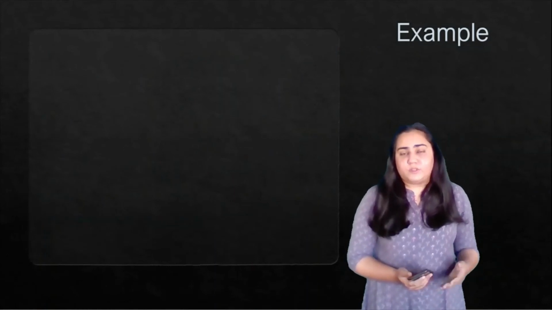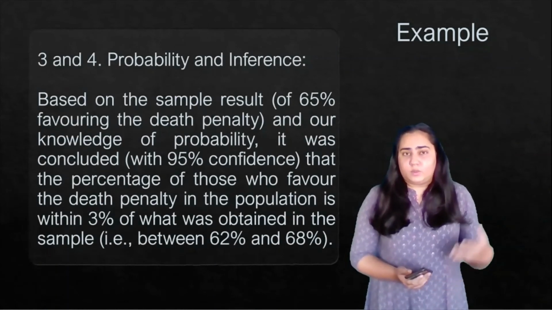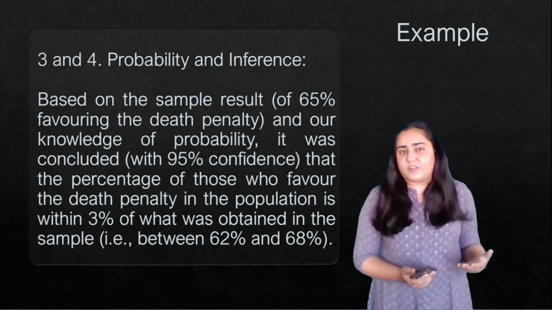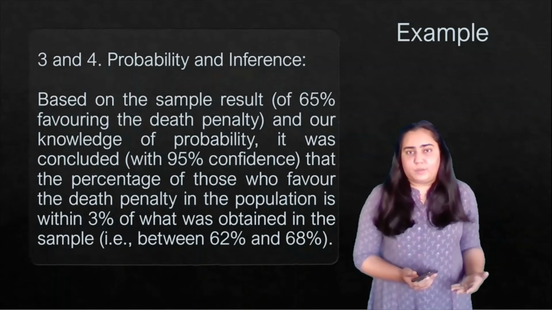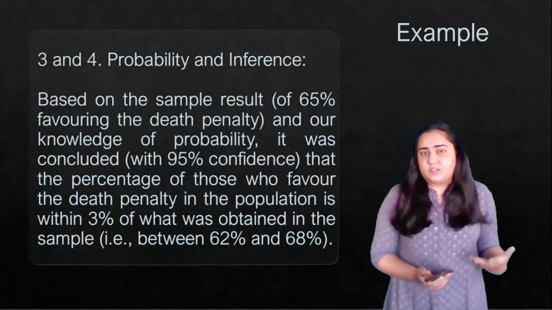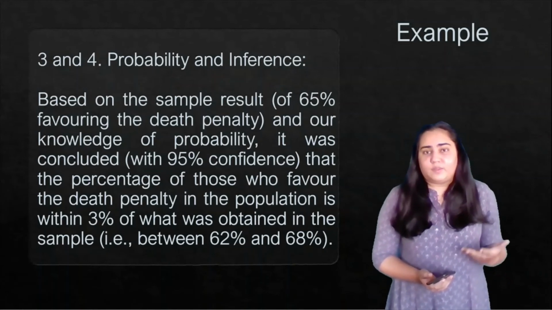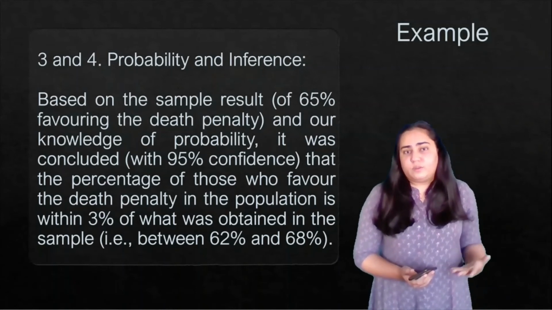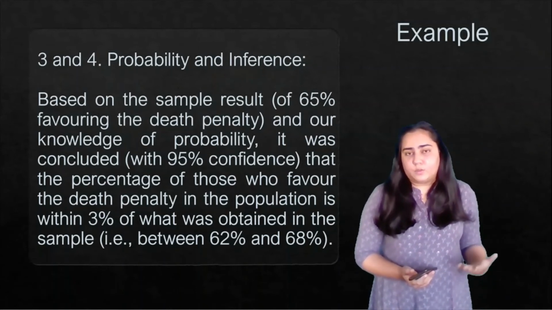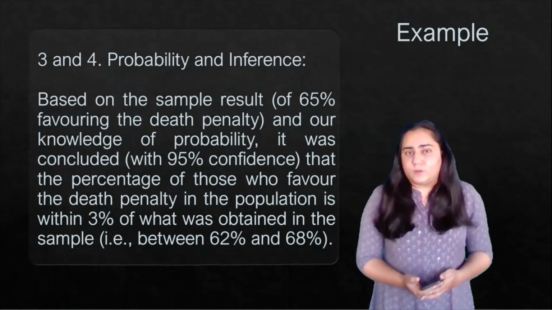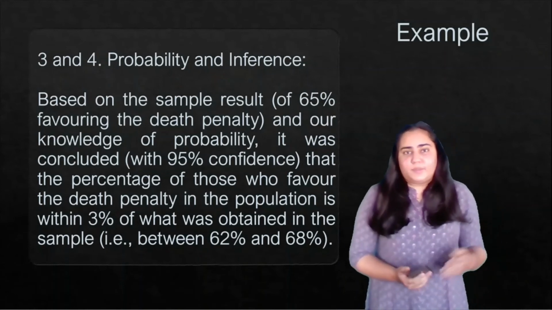And then we proceed to the next step, which is probability and inference. Based on this result, which is 65% of people favoring the death penalty, and our knowledge of probability, it was concluded with 95% confidence that the percentage of those who favor the death penalty in the population is within 3% of what was obtained in the sample, which means it is between 62 and 68%. And if you don't get it, I'm going to explain it to you now. This is something very simple.